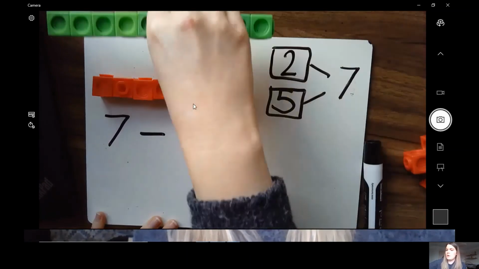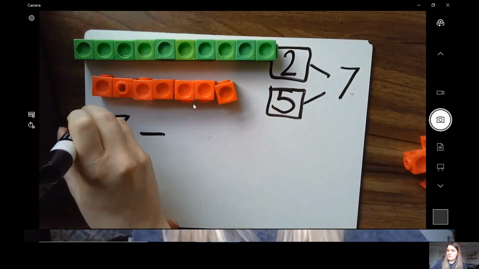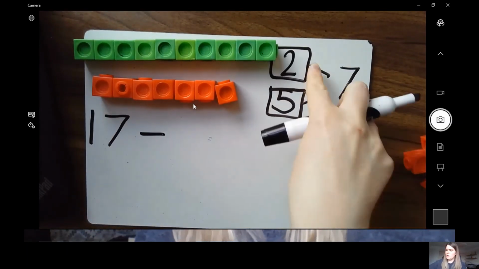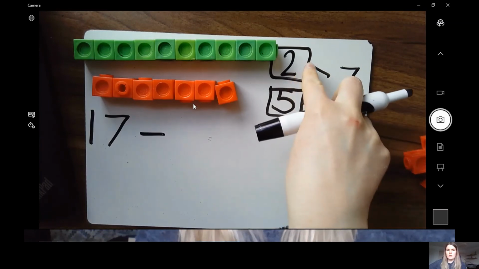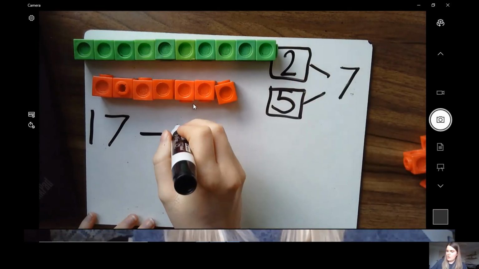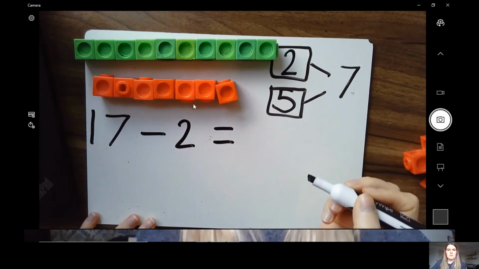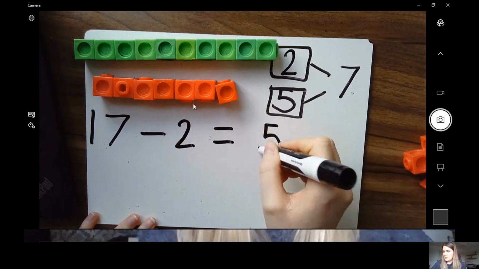17. Okay, I'm bringing in my 10. So my sum is 17. What sum can we make? What number should we choose? 2. Okay, I'm putting in my 2. So what do we think our answer is? 17 minus 2. 5. Very good, because it's the missing part.